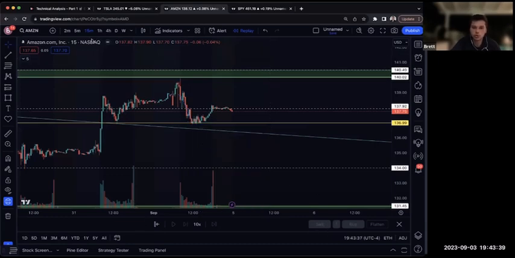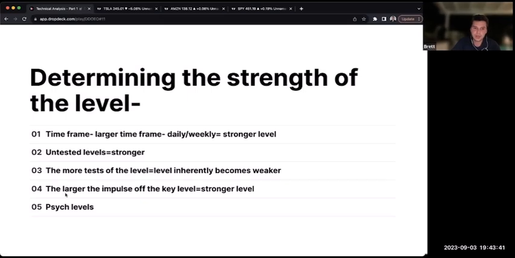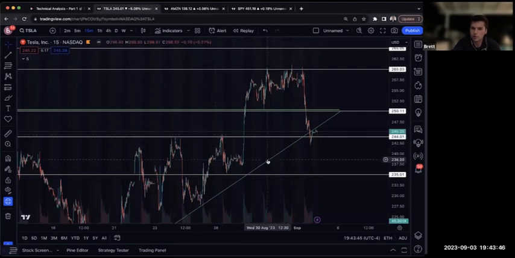We're just judging how strong a level is depending on how many times it's been tested. The larger the impulse off the level, the stronger the level, right? This is another basic thing. You guys probably already know it.